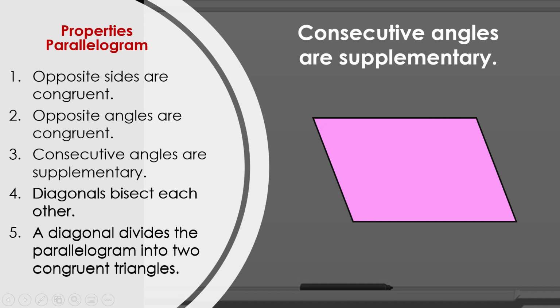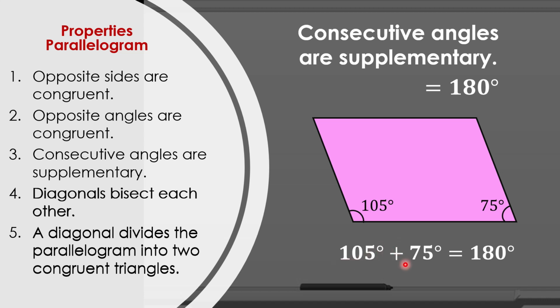And when we say supplementary, it means that the sum of the two consecutive angles must be equal to 180 degrees. So let us have this example. If this is the given angle, then the consecutive angle of this one is either this one or the other one. But this time, I will be using this one as its consecutive angle. And if this angle measures 105 degrees, then the measure of this angle must be 75 degrees. That way, 105 degrees plus 75 degrees will be equal to 180 degrees, and they are supplementary.